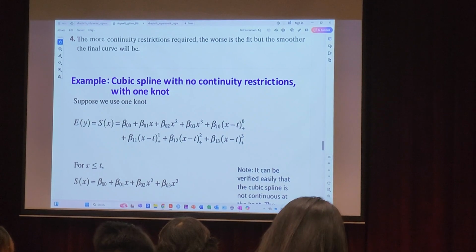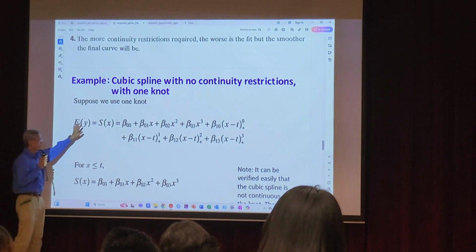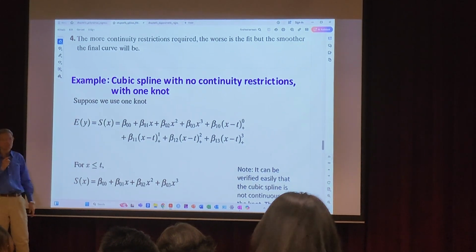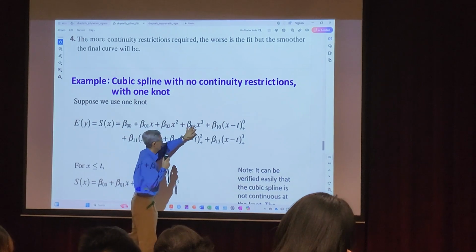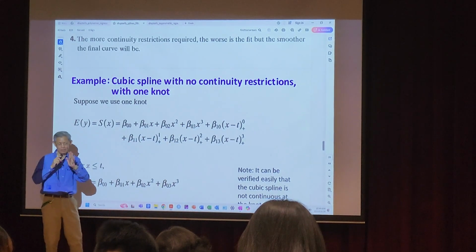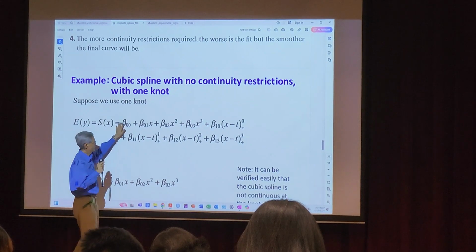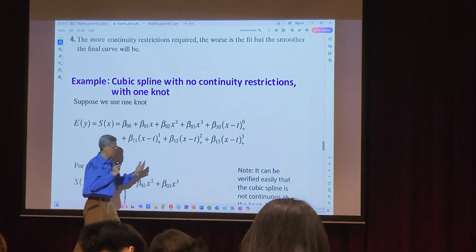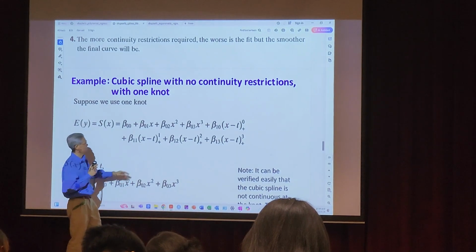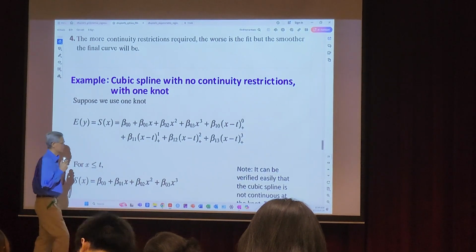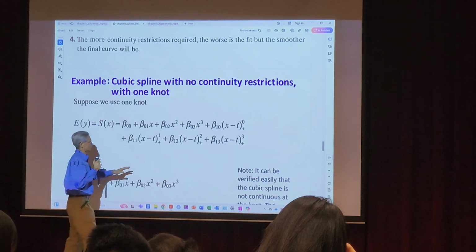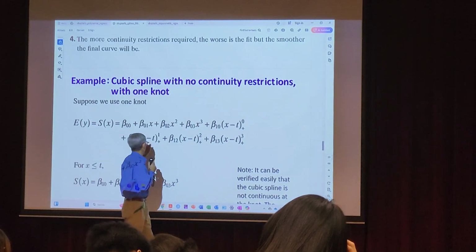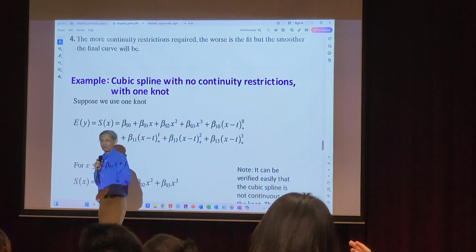That means we allow for discontinuity with one knot. Here's the model that will allow for discontinuity. Here's the base model. Remember, now we only have one knot and there are 2 regions. This is the base model for the region on the left of the knot. Now, for the other cubic polynomial, we add this term, 1, 2, 3, 4. We add these 4 terms to it.